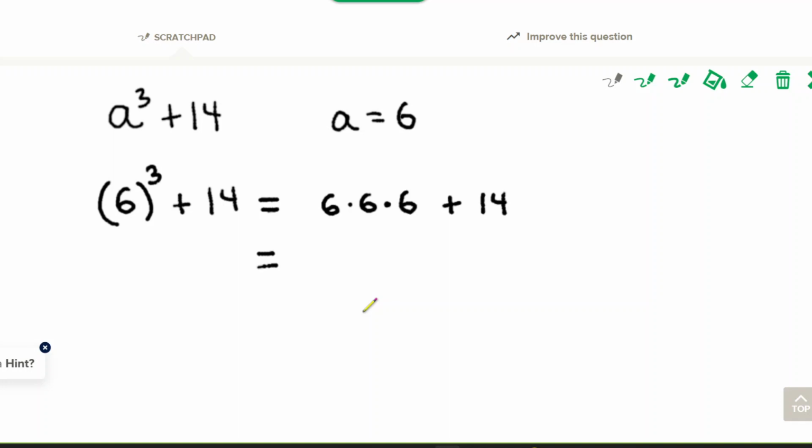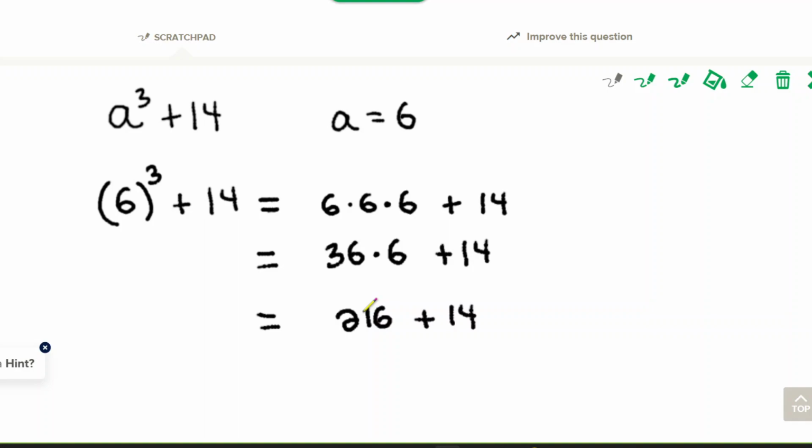And then we'll do multiplication from left to right. 6 times 6 is 36. So this would be 36 times 6. And then still have this plus 14 after. And I still have multiplication to do. 36 times 6. Now, again, you can break up 36 to 30 and 6, and do 6 times 30 is 180. 6 times 6 is 36, and then you add those up. 180 and 36 is 216. All right, so the product of 36 and 6, or 6 to the third power, is 216.